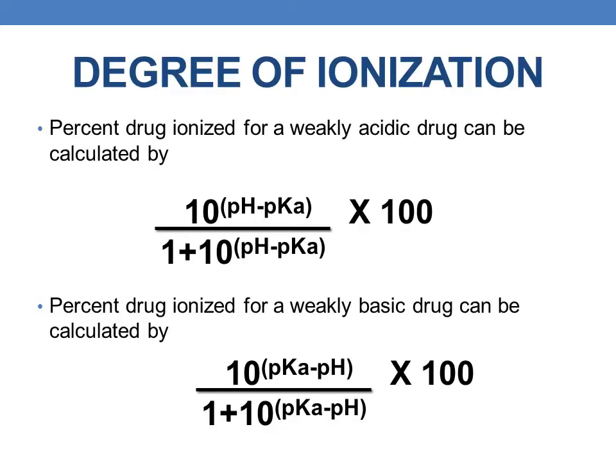And the percentage of drug ionized is also calculated by the following equations. For a weakly acidic drug, it is 10 to the power of pH minus pKa, by 1 plus 10 to the power of pH minus pKa, into 100. And for a weakly basic drug, it is 10 to the power of pKa minus pH, by 1 plus 10 to the power of pKa minus pH, into 100.